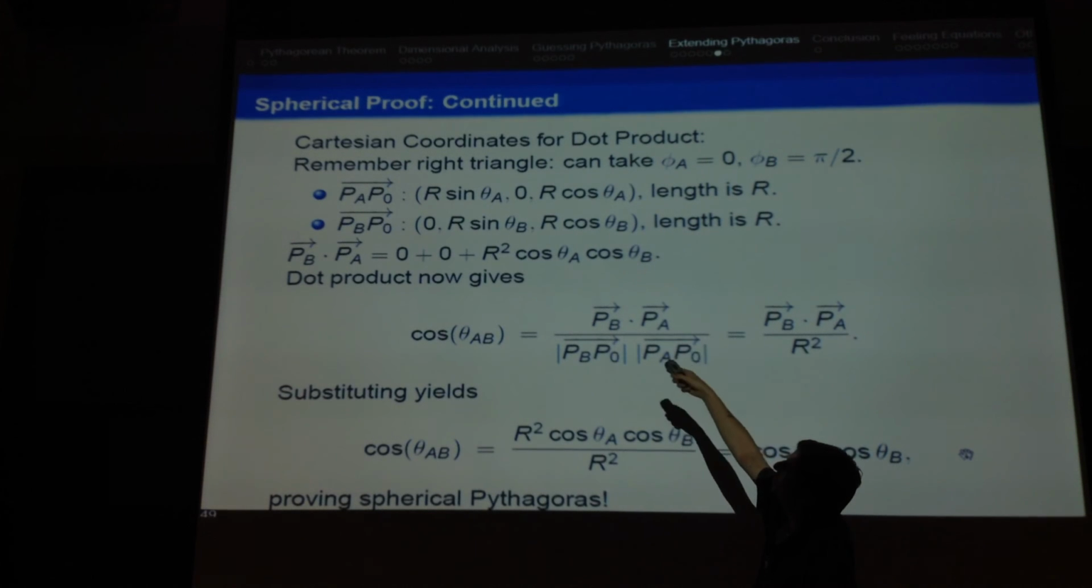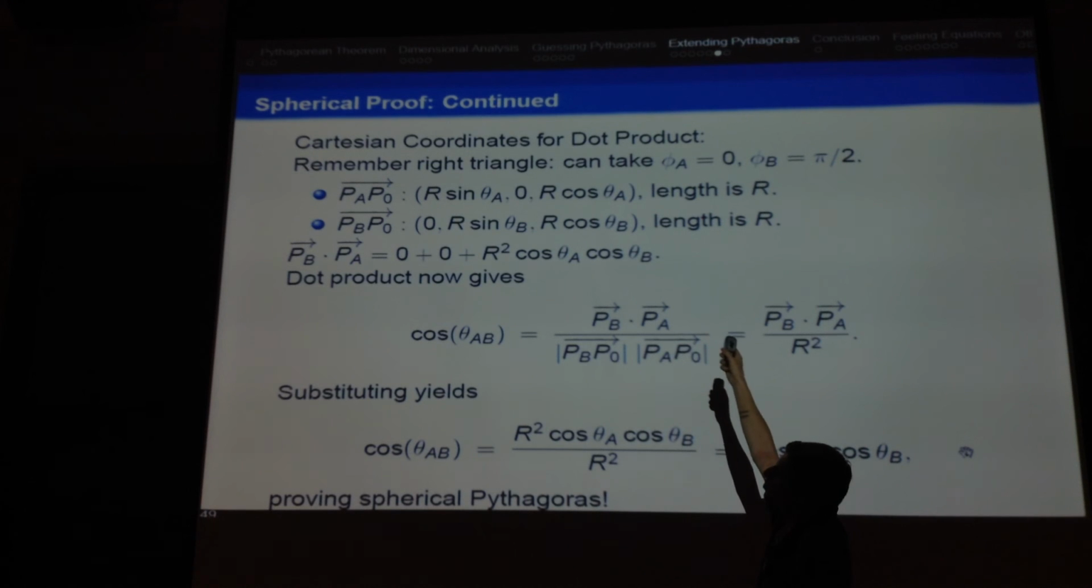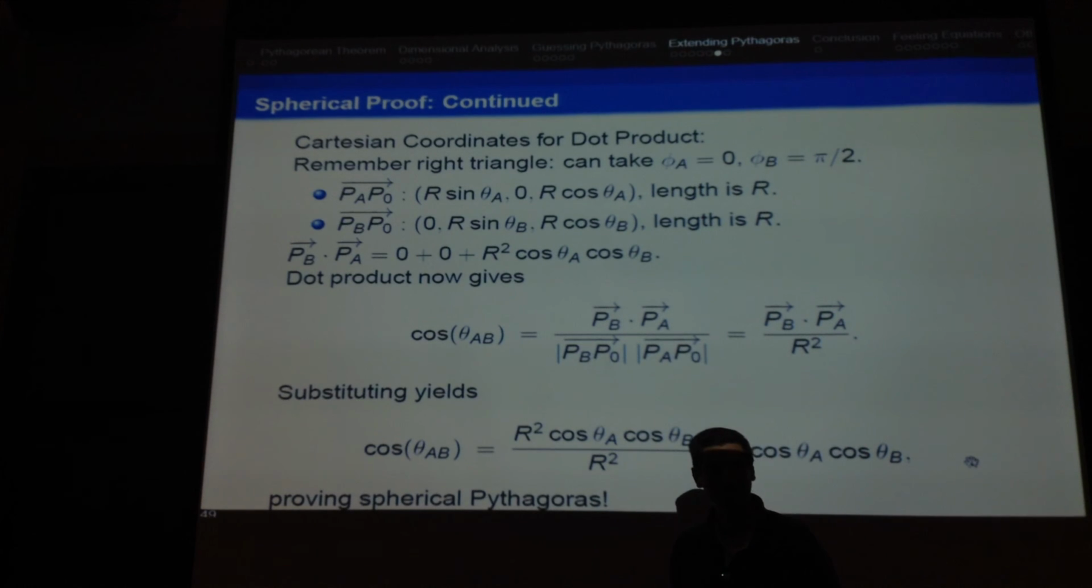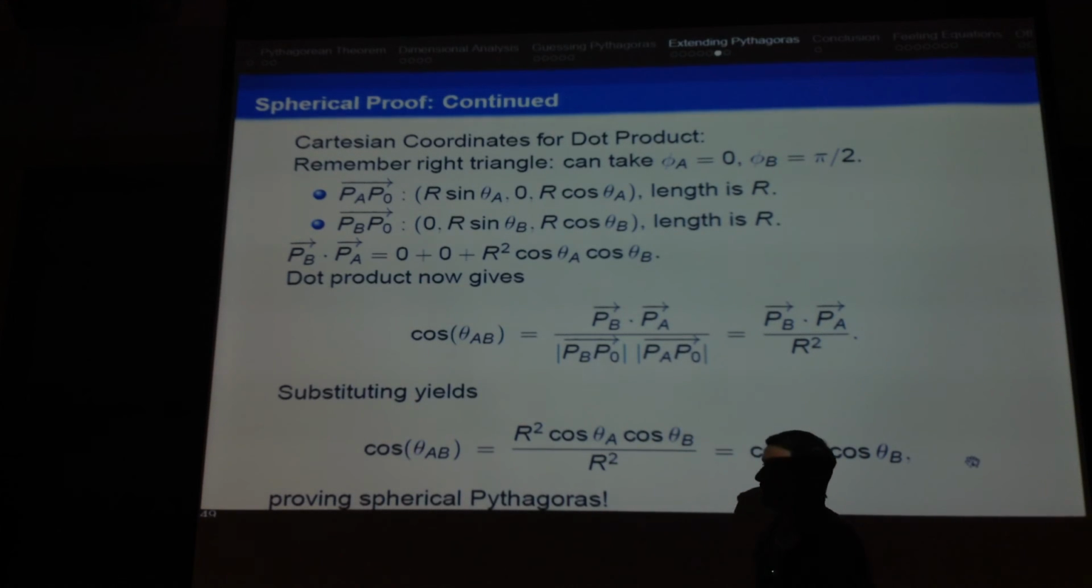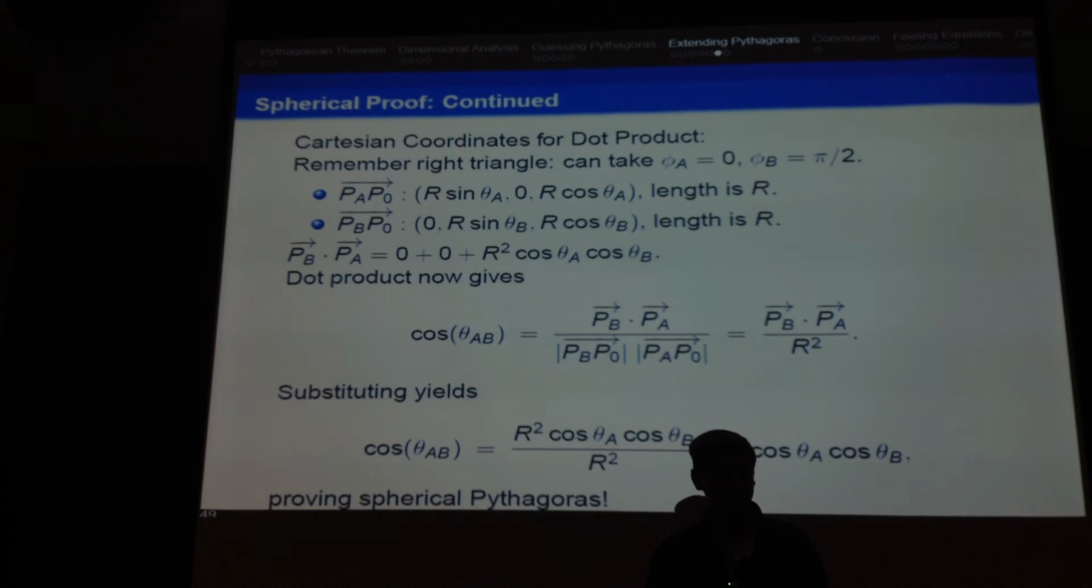So if I now write down Cartesian coordinates for the 3 points, one of the nice things, I can choose the first phi to be 0, the second phi to be pi halves. It makes the vectors particularly nice. The dot product is just r squared cosine theta A cosine theta B. You use the dot product formula. When the dust settles, there's spherical Pythagoras.